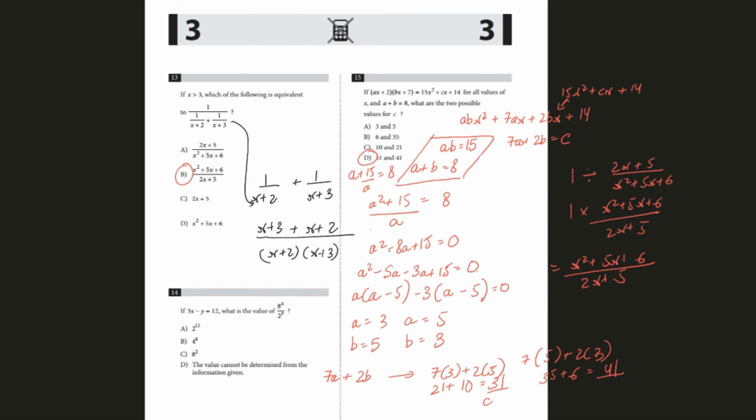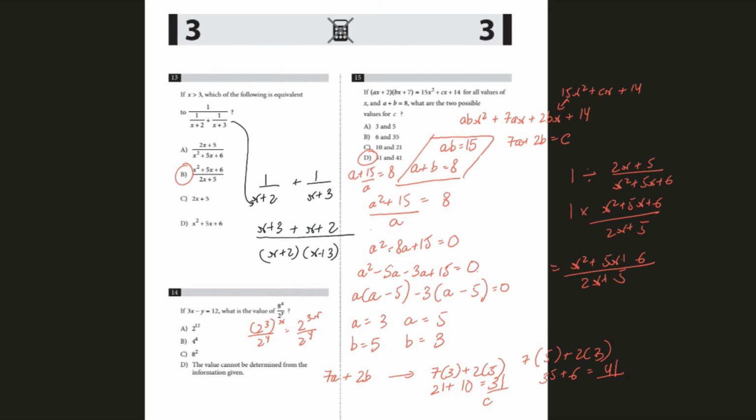Okay, so now we have this one. If 3x minus y is equal to 12, what is the value of 8 to the power x over 2 to the power y? Alright, so this is a really good question. 8 can be expressed as a power of 2. 2 to the power 3 is 8. So can we write this as 2 to the power 3x upon 2 to the power y?